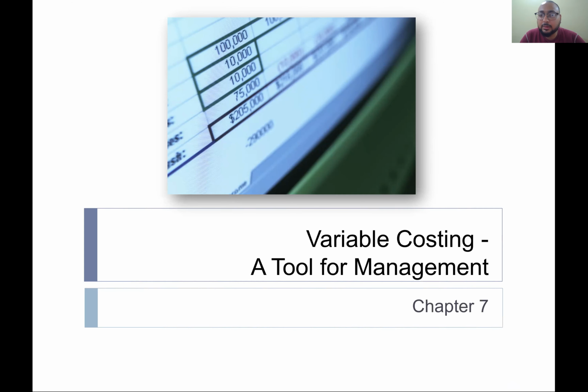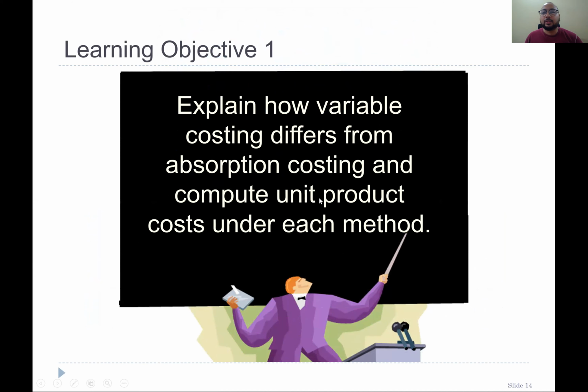We call this variable costing, which is a new perspective of costing, and it has different applications as well. So let's talk about this. Most of this costing you already know because we just completed contribution margin, so it's related to contribution margin as well. Learning objective number one: explain how variable costing differs from absorption costing and compute the unit product cost under each method.